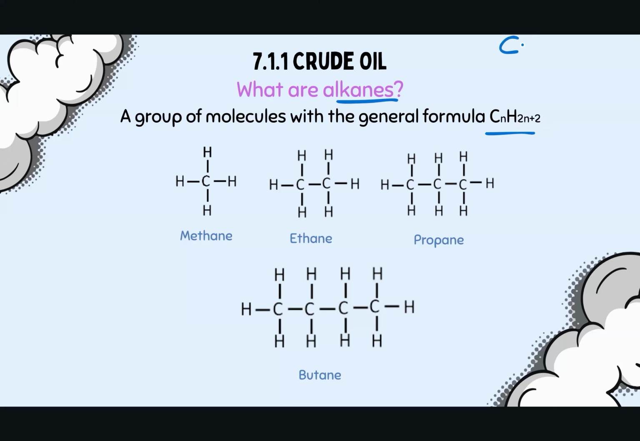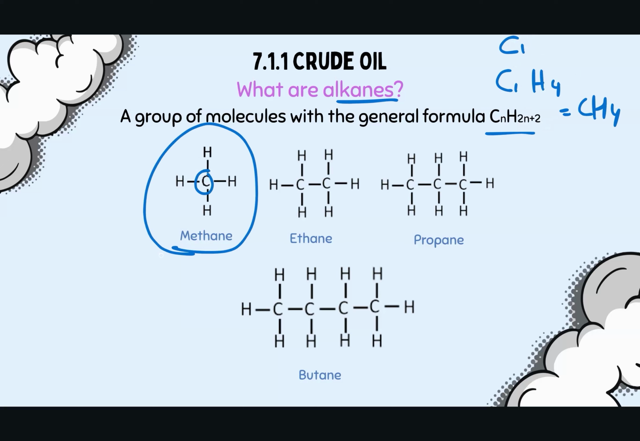What that means is if you've got, let's go with one carbon. So what we would do is replace the n with 1. C1H, now that 2n+2 means 2 times 1 plus 2, which is 4. So when there's only one carbon, we get CH4, which is correct. One carbon, 4 hydrogen, CH4.